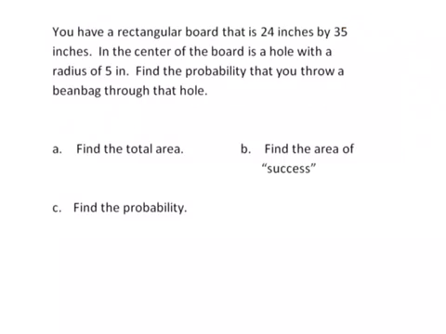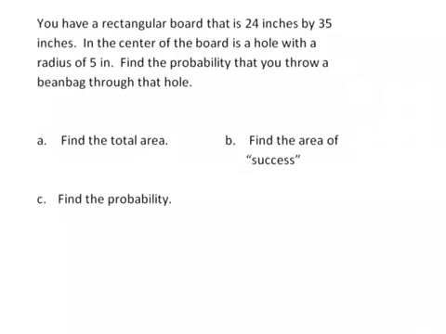Okay, this last example, we're going to have to draw our own picture for this situation. It says you have a rectangular board that is 24 inches by 35 inches. So 24 by 35. In the center of the board is a hole with a radius of 5 inches. Now it doesn't say what shape the hole is, but since it says there's a radius, it must be a circle. So in the center of the board there's a circle hole with 5 inches right here for the radius.